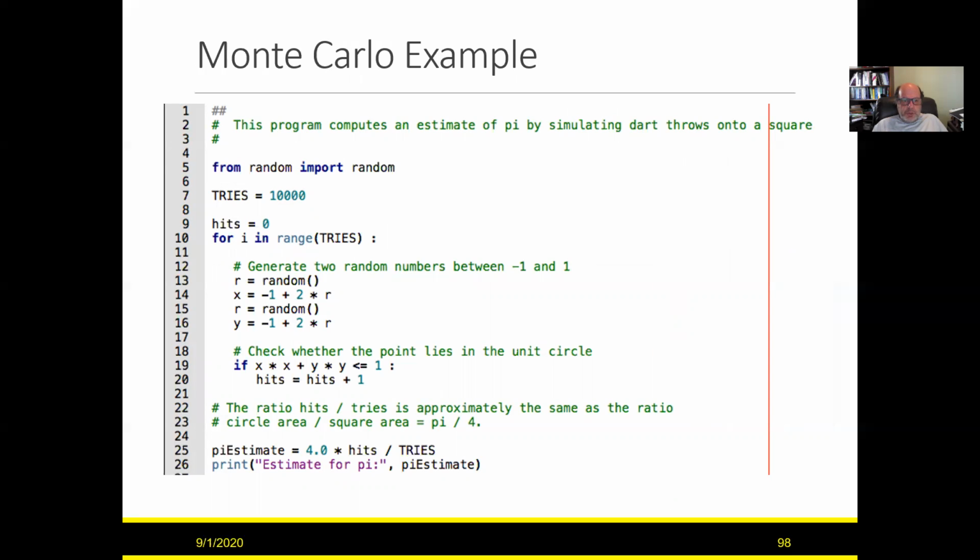What else? If I do random, it's going to create a random number between -1 and 1, if I just use random.